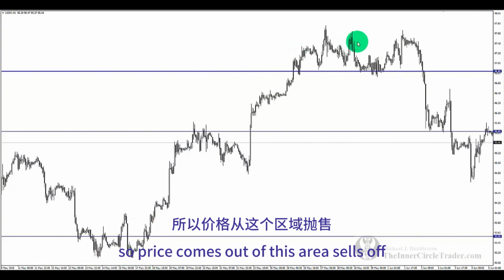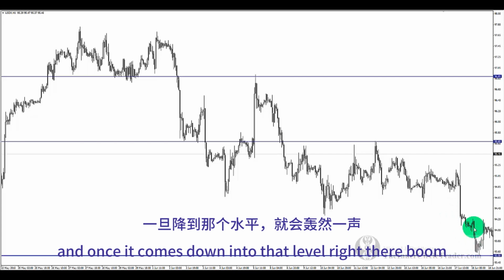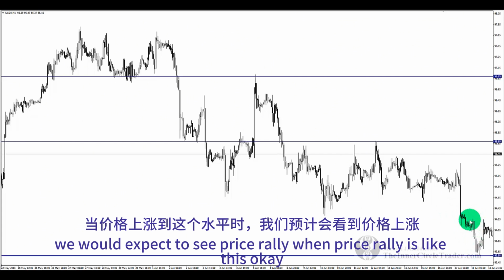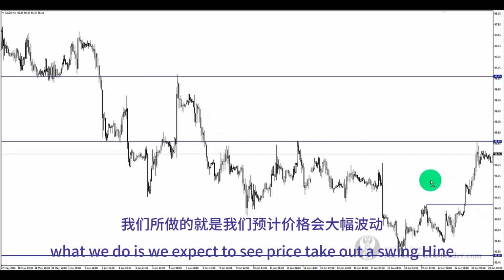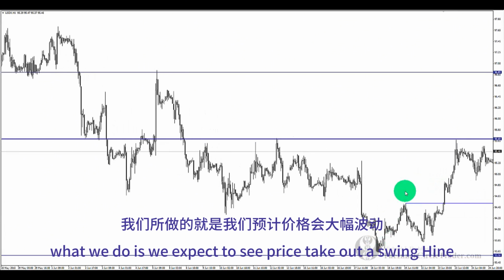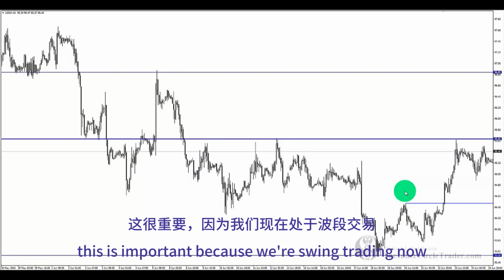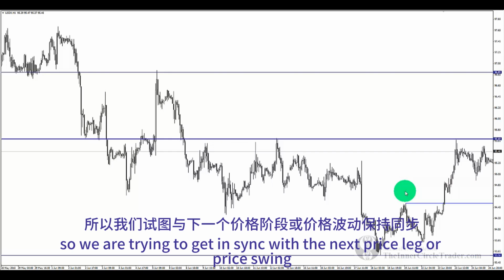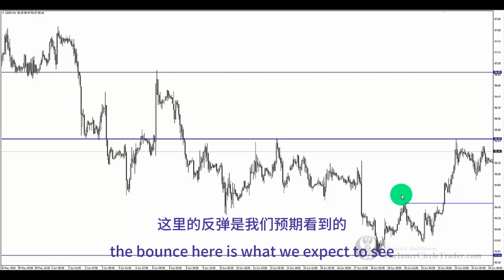So price comes out of this area, sells off, and once it comes down into that level right there, boom, we would expect to see price rally. When price rallies like this, what we do is we expect to see price take out a swing high. This is important because we're swing trading now, so we're trying to get in sync with the next price leg or price swing. The bounce here is what we expect to see.